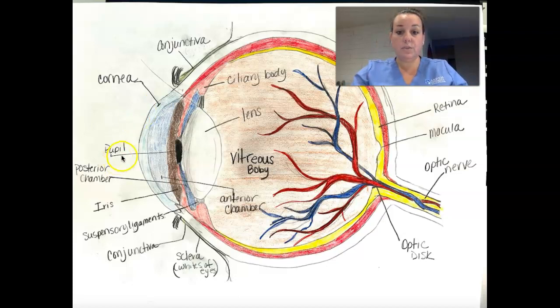The sclera, which is the white part of the eye, is the fibrous connective tissue layer that protects the eye and helps maintain its shape and structure. The sclera extends from the cornea to the optic nerve.